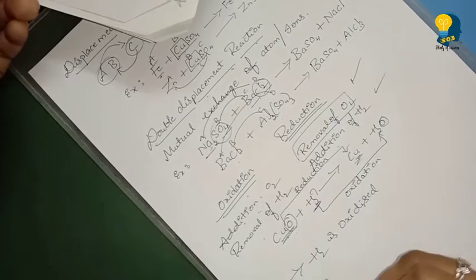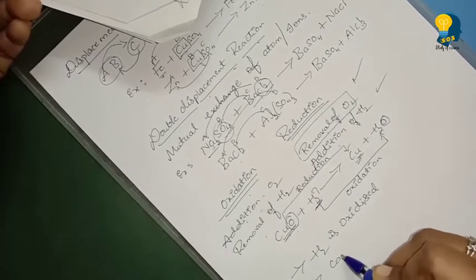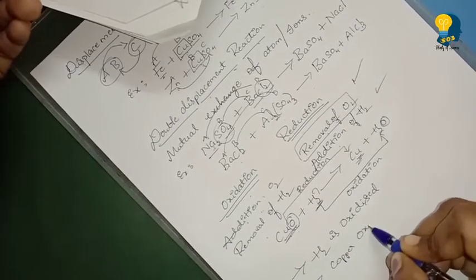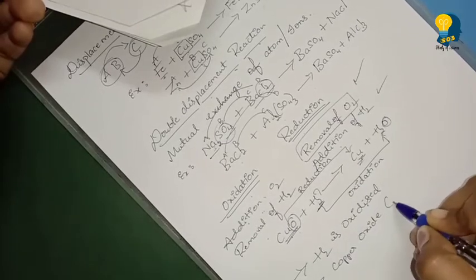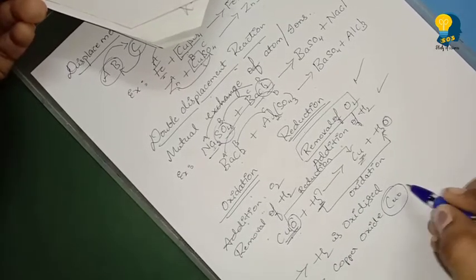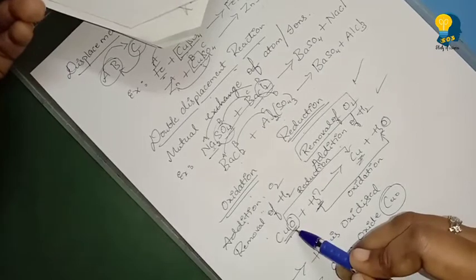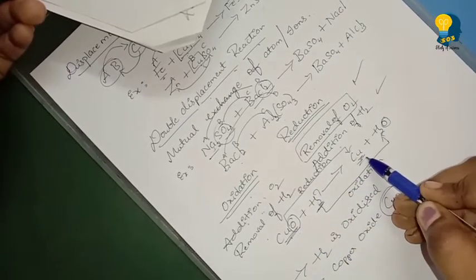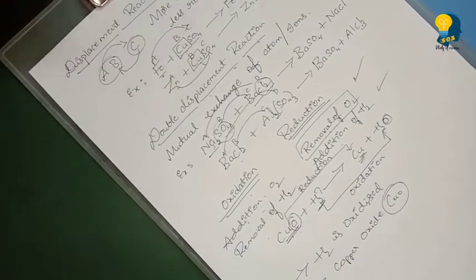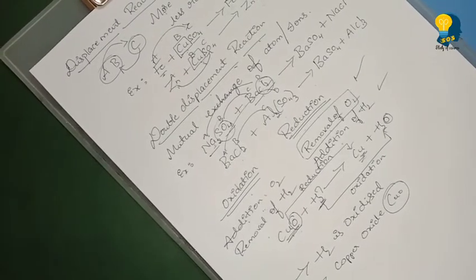So removal of oxygen. Here, copper oxide, that is CuO. Copper oxide is reduced because it loses the oxygen. So it is reducing. Clear? This type of concept they will also ask.